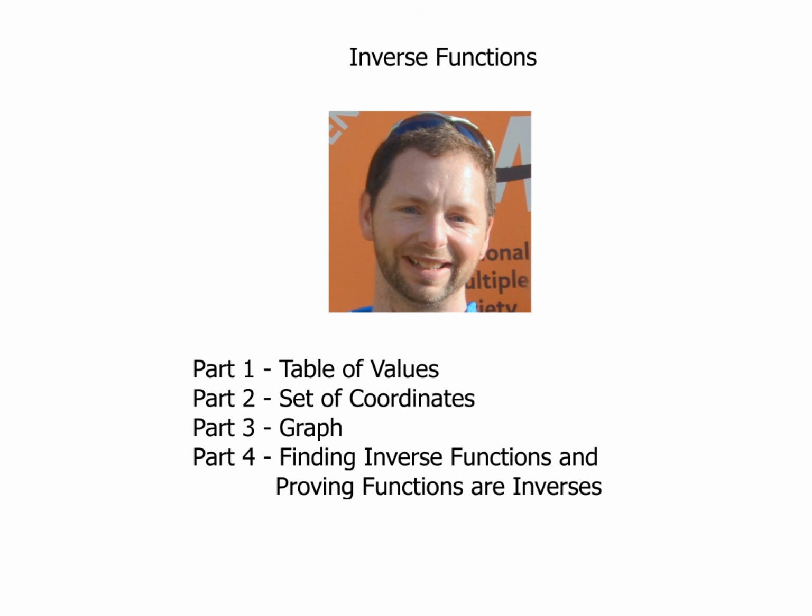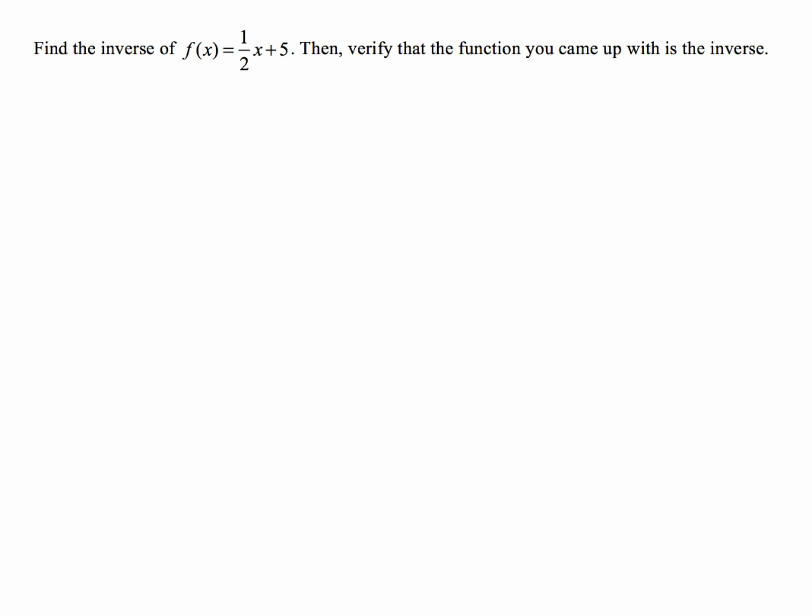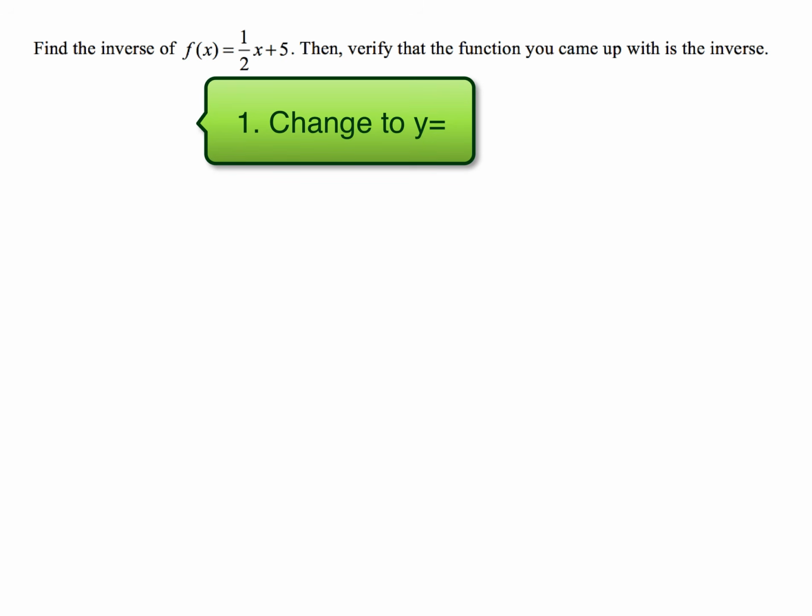Now let's take a look at our only example here. Find the inverse of f of x equals 1/2 x plus 5, then verify the function you came up with is an inverse. So, first thing we gotta do is find the inverse. Now there's 4 pieces for finding the inverse, and right here it says f of x equals 1/2 x plus 5. So what we've got to do is change the f of x to y equals. So we're going to have y equals, and then just 1/2 x plus 5.